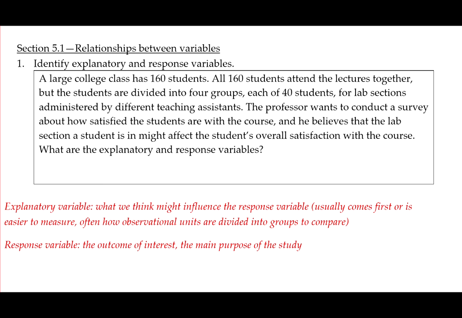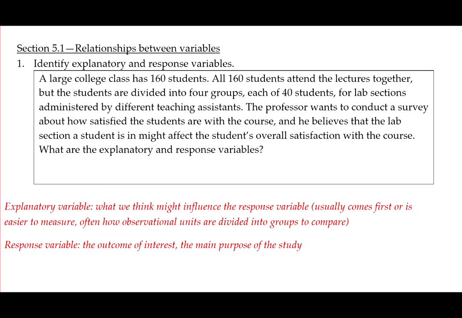So let's look at this example here. A large college class has 160 students. All 160 students attend the lectures together, but the students are divided into 4 groups, each of 40 students, for lab sections administered by different teaching assistants. The professor wants to conduct a survey about how satisfied the students are with the course, and he believes that the lab section a student is in might affect the student's overall satisfaction with the course. What are the explanatory and response variables?